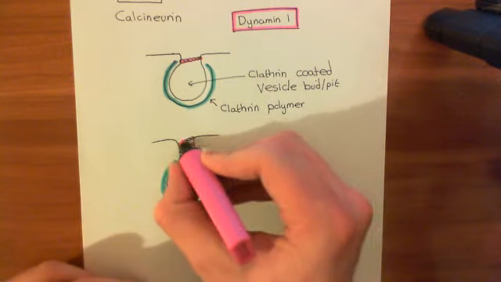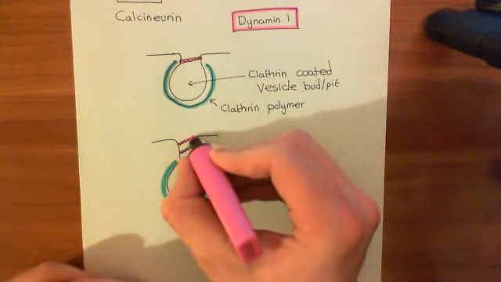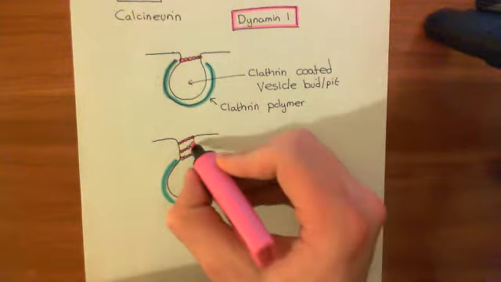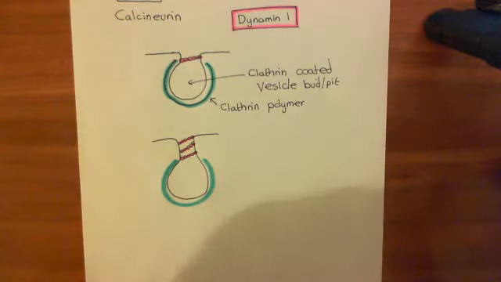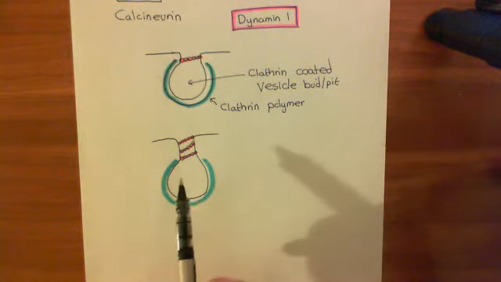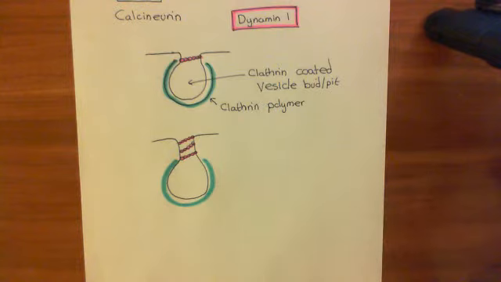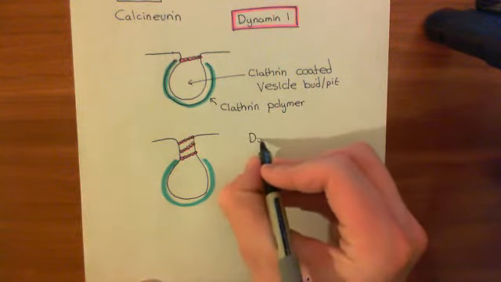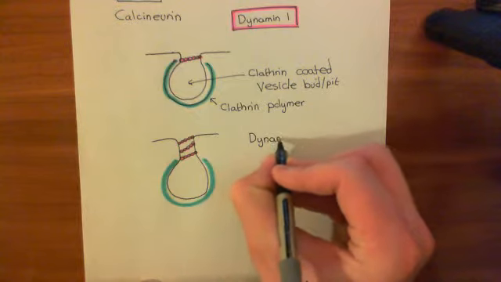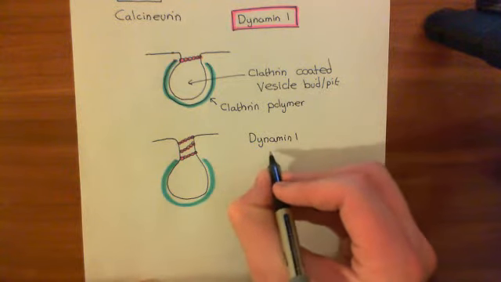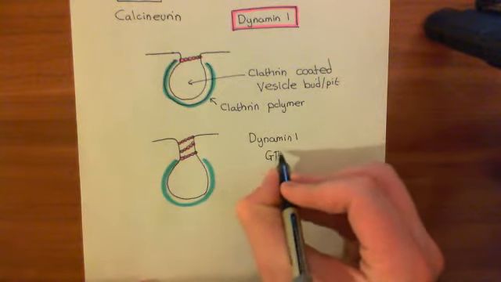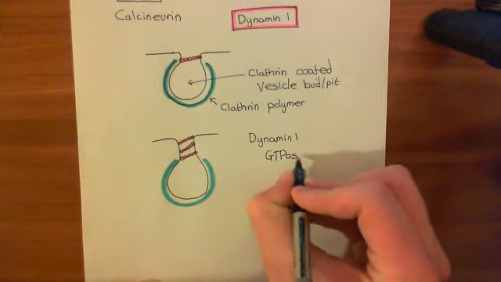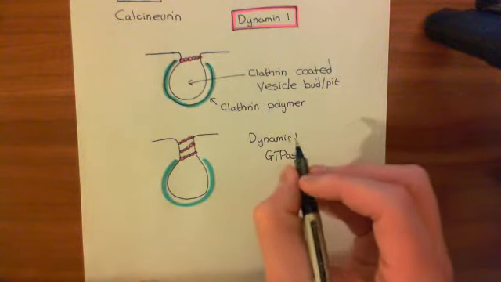vesicle bud. Okay, now let's discuss the other function of Dynamin 1, because this isn't quite yet how it's going to cause the pinching off. Dynamin 1, okay, so Dynamin 1 is also a GTPase. So Dynamin 1 is a GTPase, which means that it hydrolyzes GTP to GDP and inorganic phosphate.